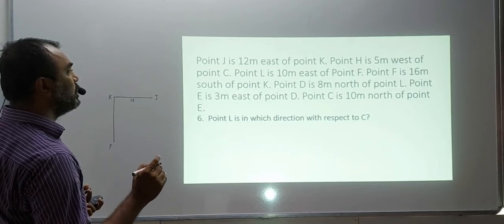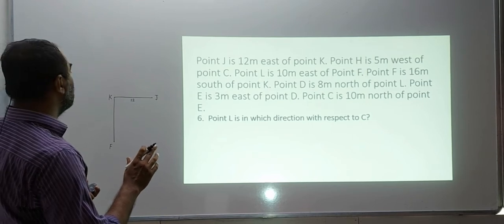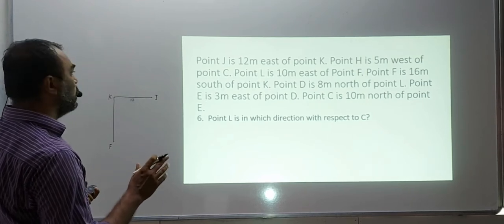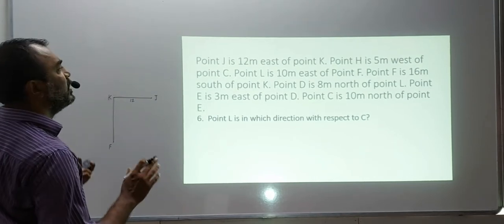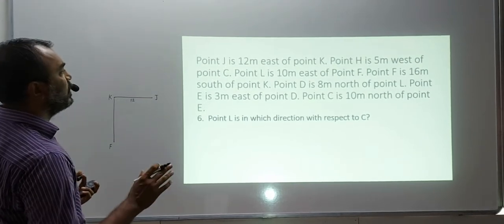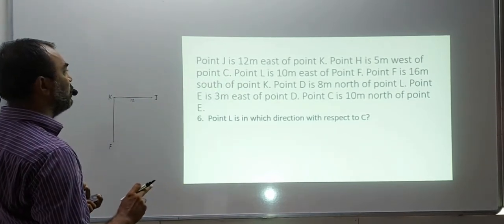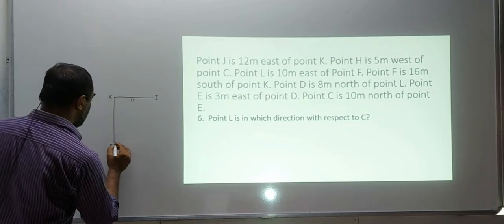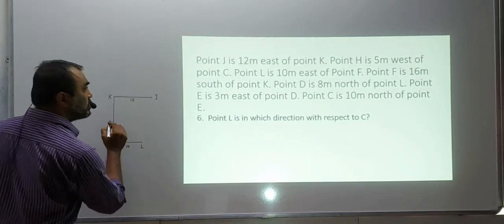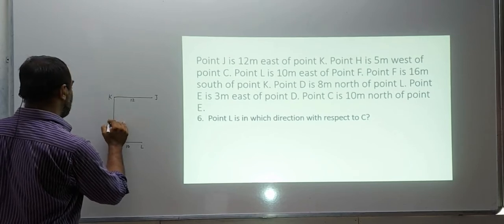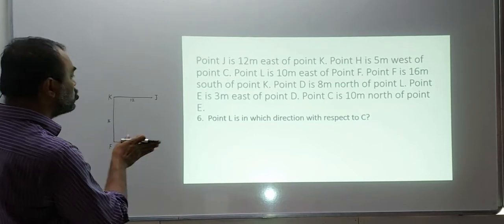Point D is 8 meter north of point L. No point L reference. Point E is 3 meter east of point D. No point D. Point C is 10 meter north of point D. So now we have K, J and F. So again we have to find the relation. Now this is given: point L is 10 meter east of point F. This was 16 meter and this is 10 meter. So we got point L is 10 meter east of point F.